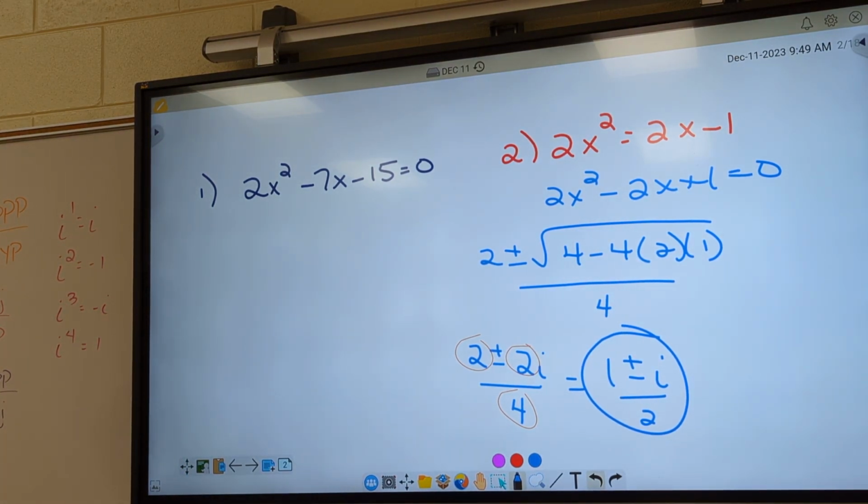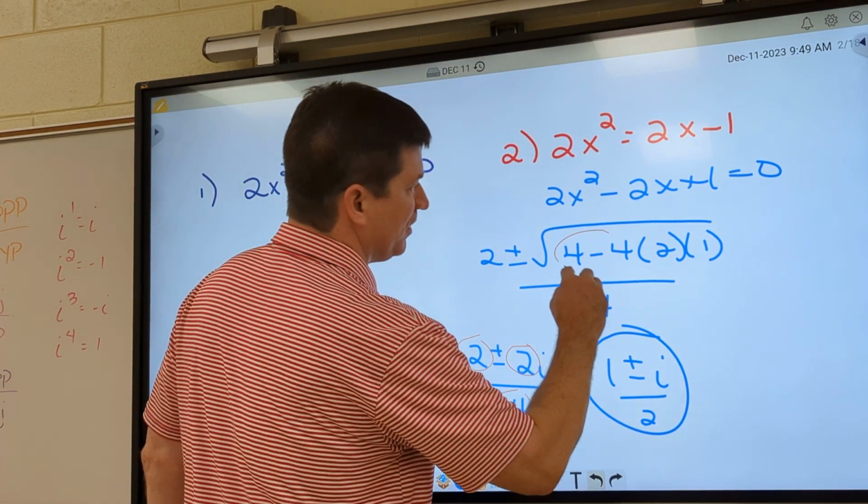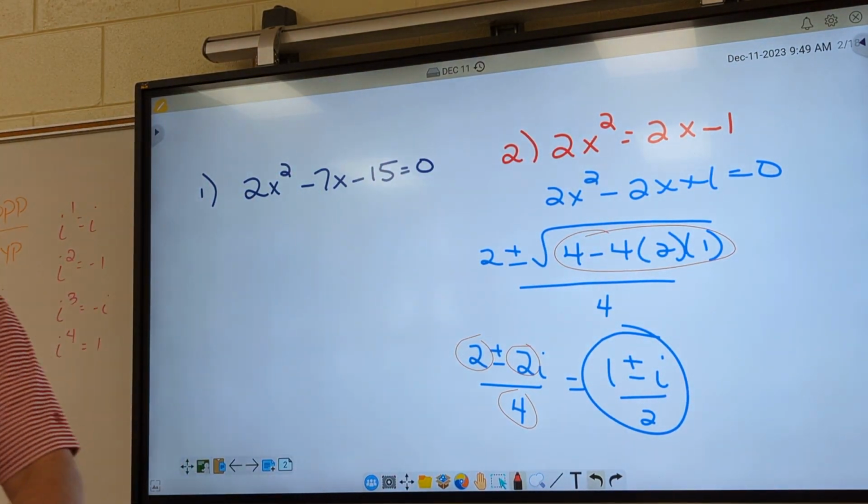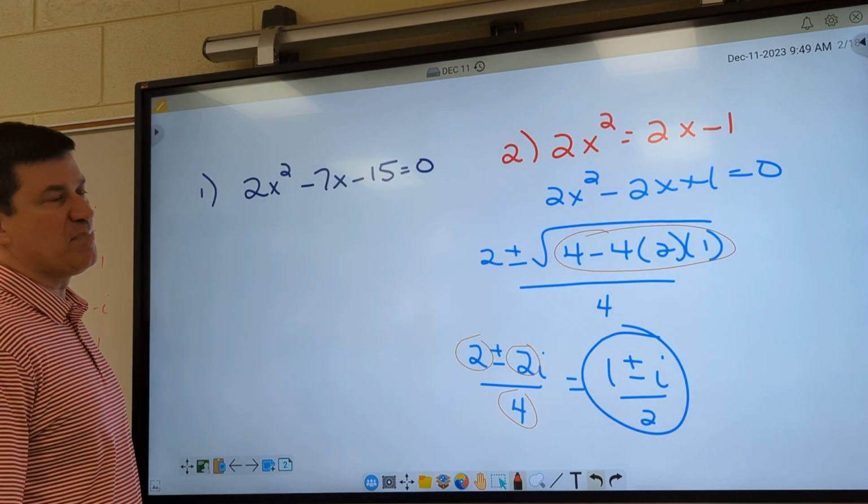Keep in mind, you can't type in square root of negative 4. If you type the whole thing in, it's going to say error. What you have to do is type in only the numbers that are underneath without the square root symbol. Because if you type that in and it's a negative, it's going to say error. All right, question about number 2?